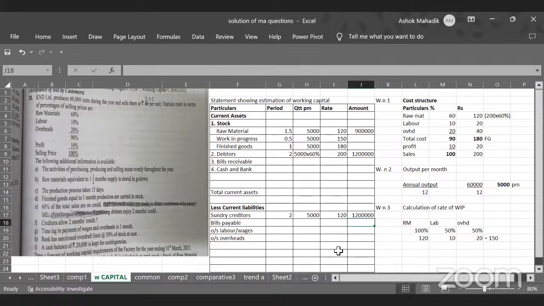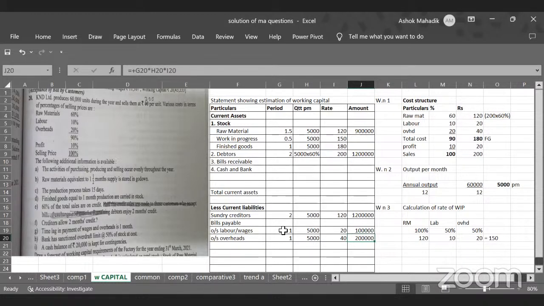Time lag. Time lag means time period. In payment of wages and overhead it is 1 month. So for wages and overheads, they have told us that the period is 1 month. Units are 5,000 each again. What is the labor rate? 20 rupees. And the overheads rate is 40 rupees. Please multiply and get the answers. Done?